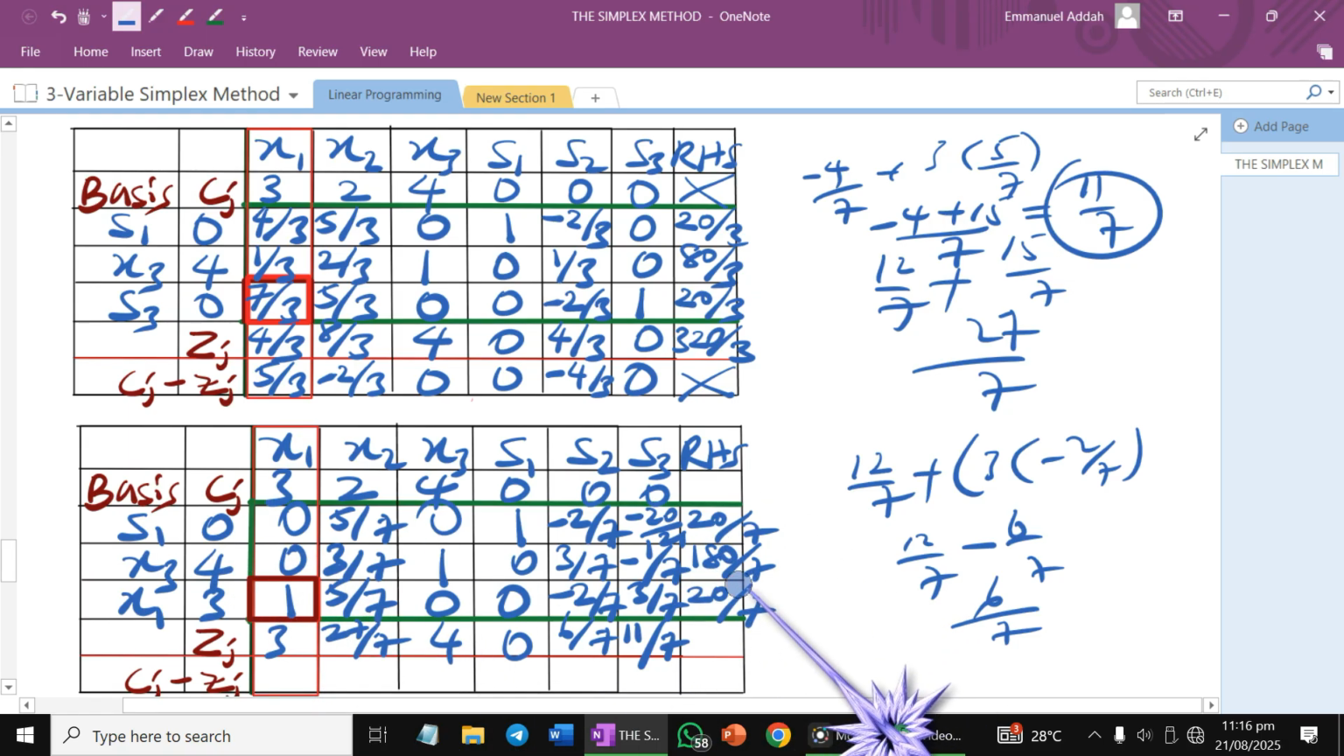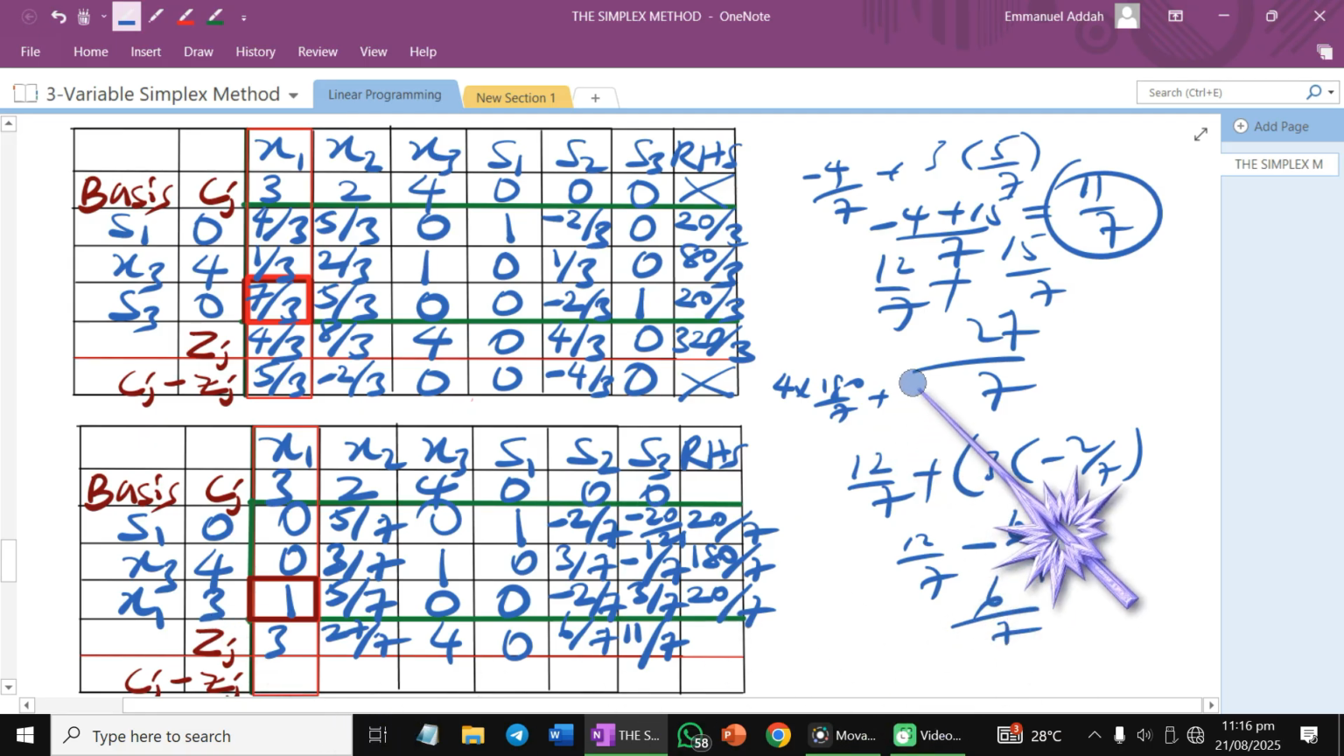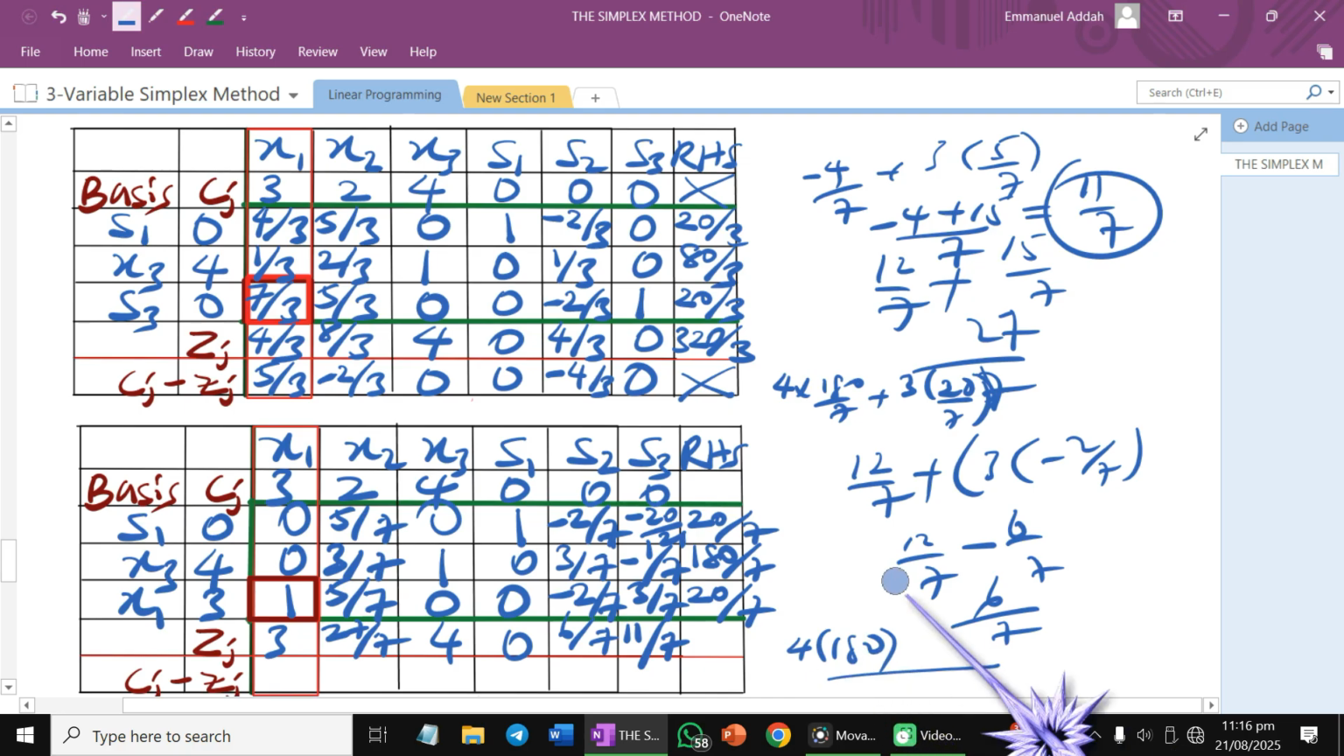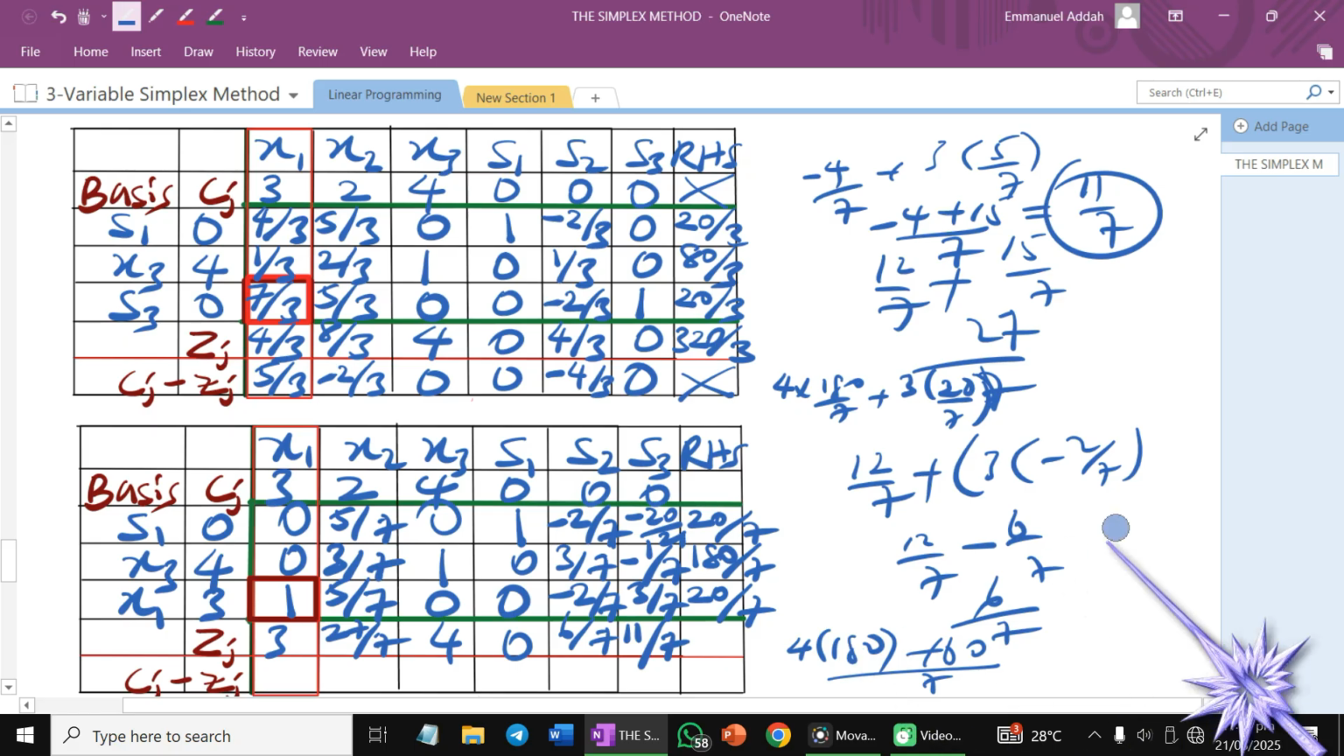4 times 180 over 7 plus 3 times 20 over 7. Okay, we're working on this. So 4 times 180, let's just write it there. LCM, two of them are 7, 7. Then here 3 times 20 over 7 is 60 plus 60, over 7.